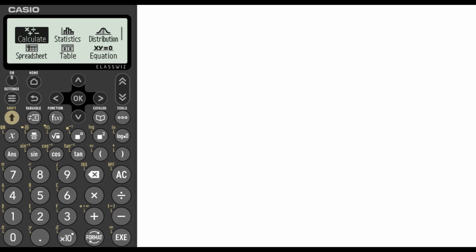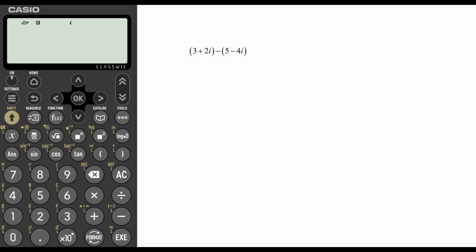We can use our calculator to perform complex arithmetic. From the main menu, go to the complex sub menu. Notice we have an I on the top bar indicating we are in Cartesian format. Now let's take a look at a couple of examples. For the first example, we have to calculate 3 plus 2i subtract 5 subtract 4i. Now i is a gold function. It's accessed by pressing Shift, then 9.